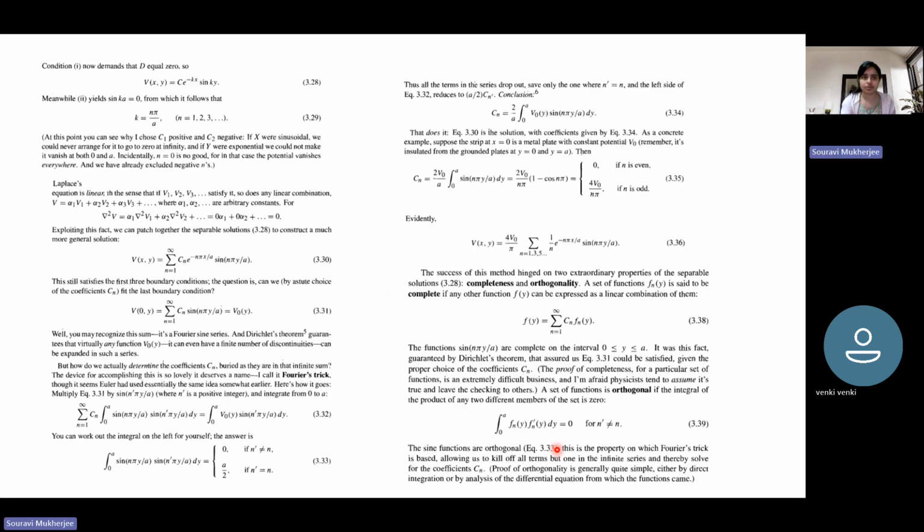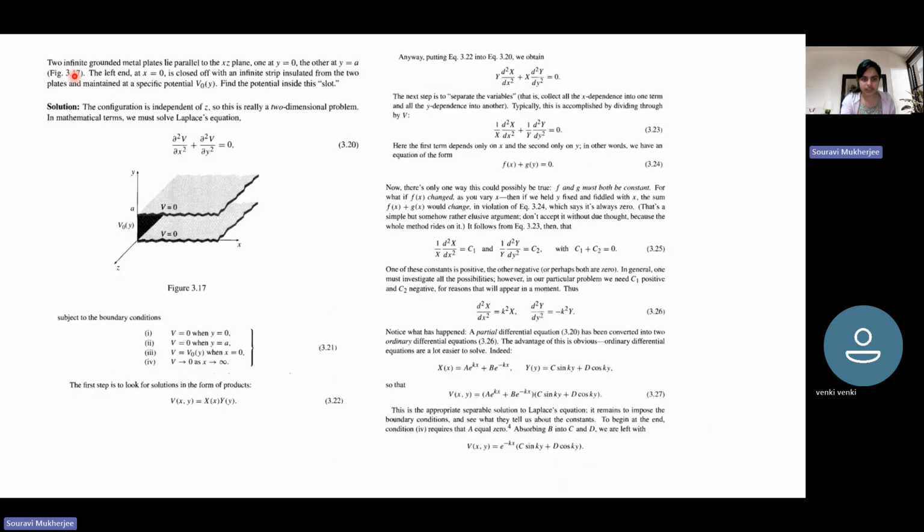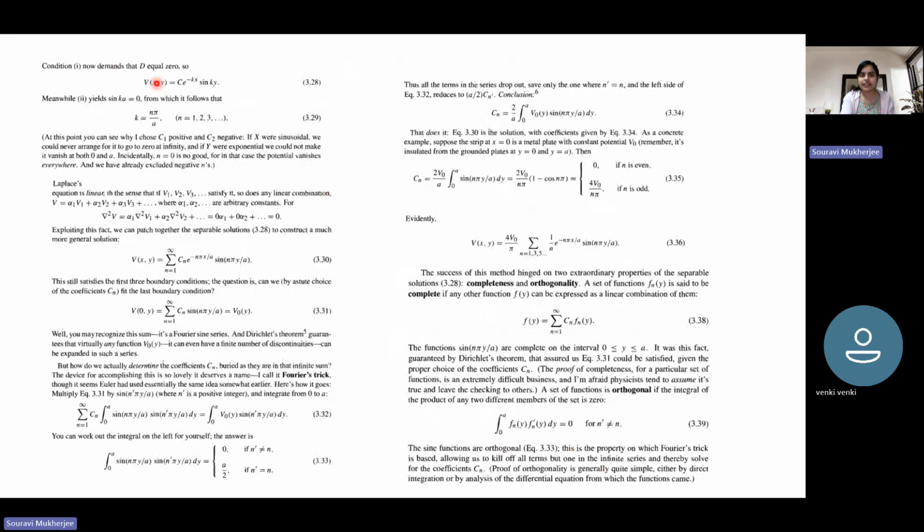Now let us do the next. So here we apply condition 1. What is condition 1? That is v equal to 0 at y equal to 0. So if v has to be 0 at y equal to 0, we cannot have the cosine term because cos 0 is 1, so you would have a non-zero value, right? So this d has to be removed. So d is 0. That gives you an even simpler expression of potential, right?